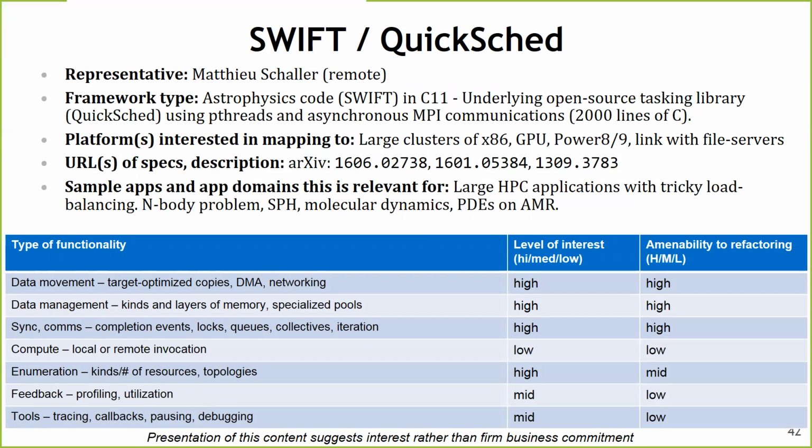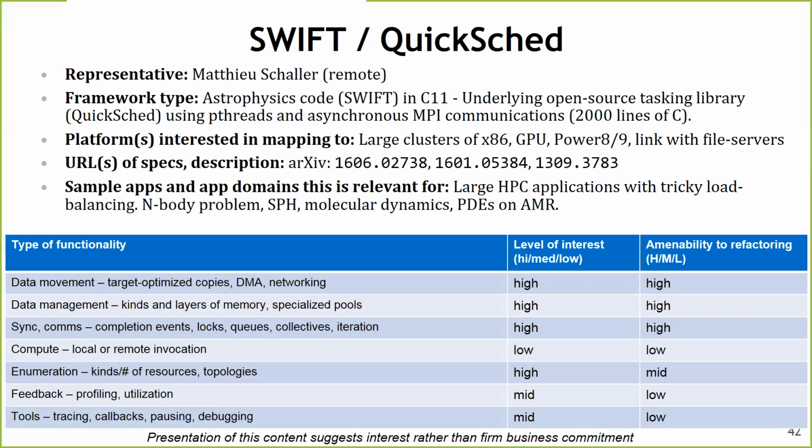Sorry. So we are more of an end user side of things. We are developing an astrophysics code, and for the purpose of the domain decomposition and also because of load balancing issues, we had to work on a task-based framework. That started 5 years ago, so we had to implement our own mechanisms, which is a very lightweight C library of about 2,000 lines of C code. And we are basically targeting large clusters of x86, GPU or Power architecture.